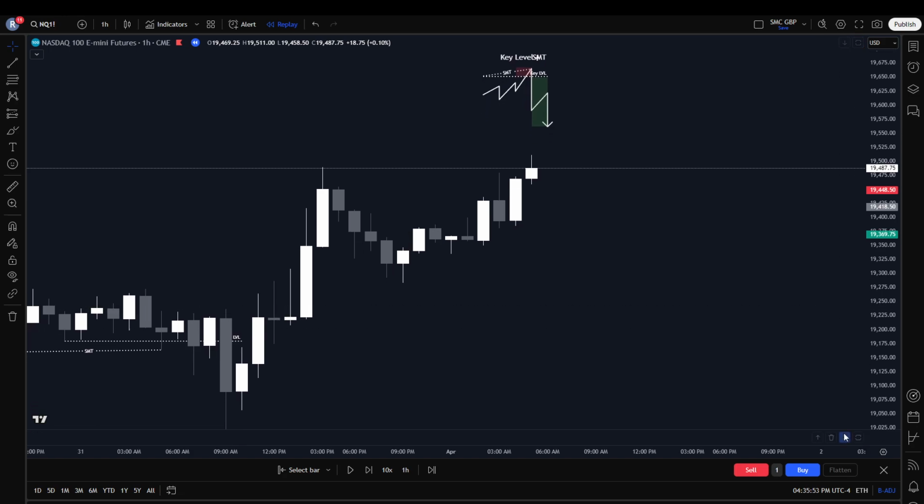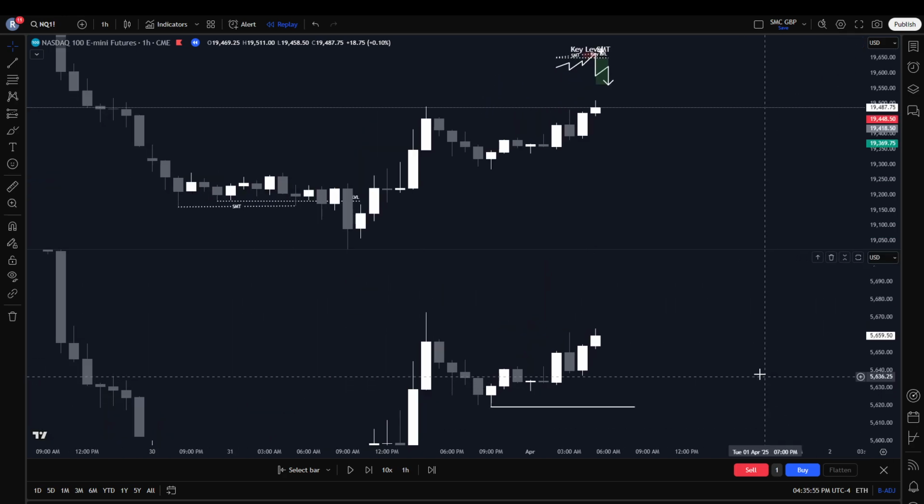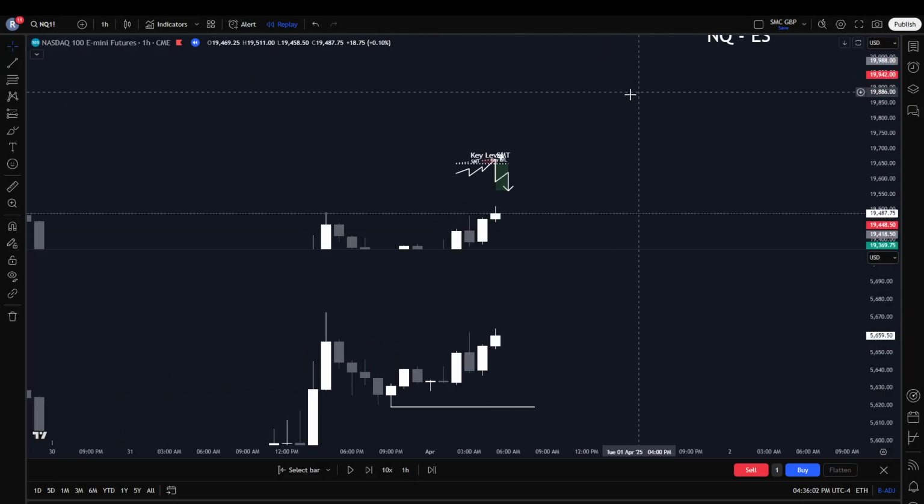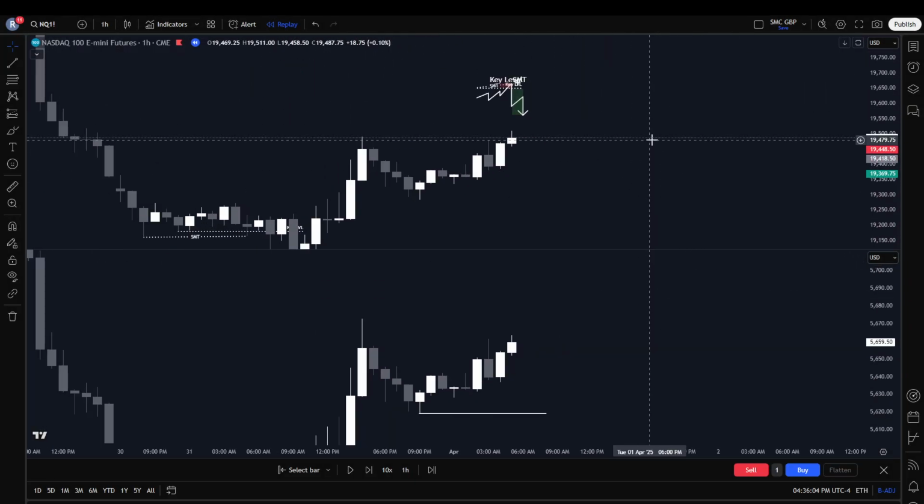And first of all, I'm getting ahead of myself. I have to draw up the correlating asset pair, right? So let's make this NQ and ES. Again, that's our pair, NQ and ES. They're supposed to have correlating market structure.